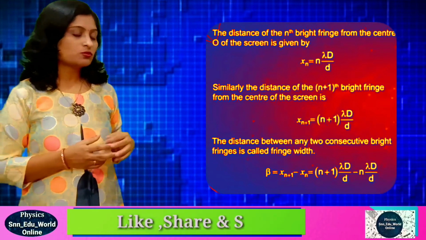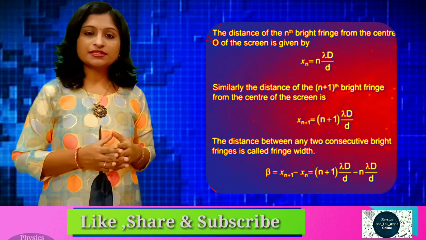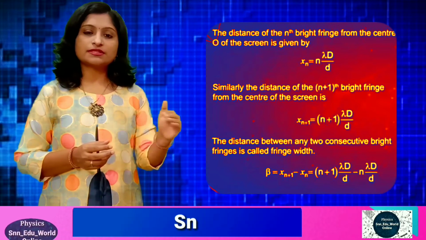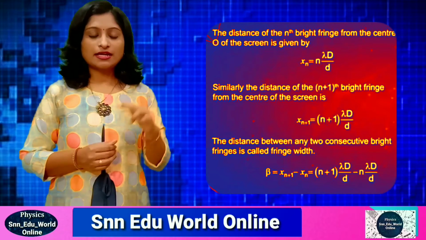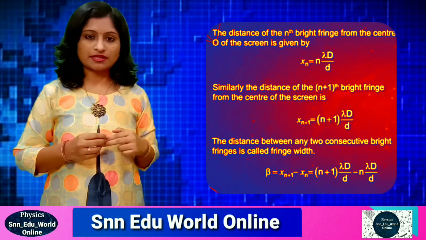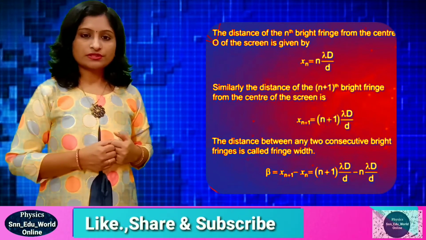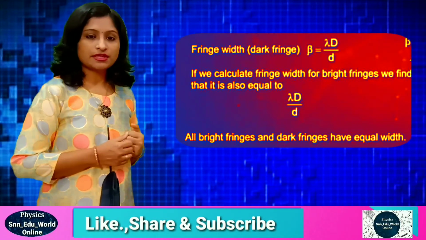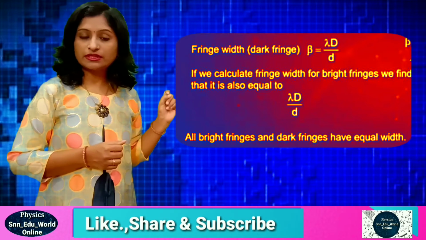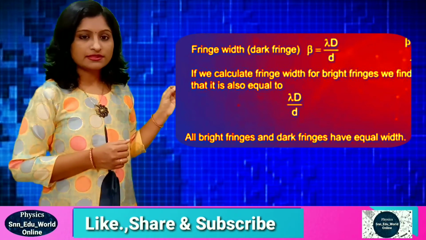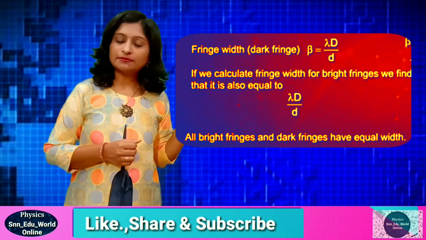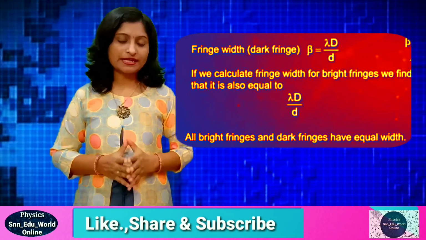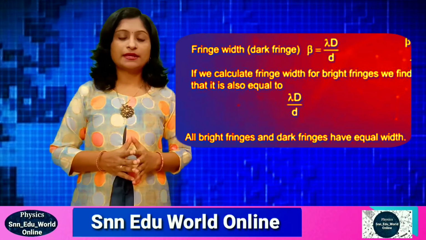Now subtract these two equations, that means we get the distance between the nth and n plus 1 successive bands. If this is the nth, then the next one is n plus 1, and the distance between these two is the fringe width. So that difference we are going to find here, and we have to subtract both equations. After subtracting, we get the answer as lambda D by d only, meaning the fringe width for two successive bright fringes is lambda D by d.